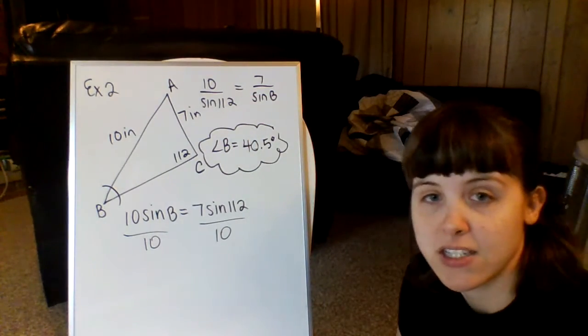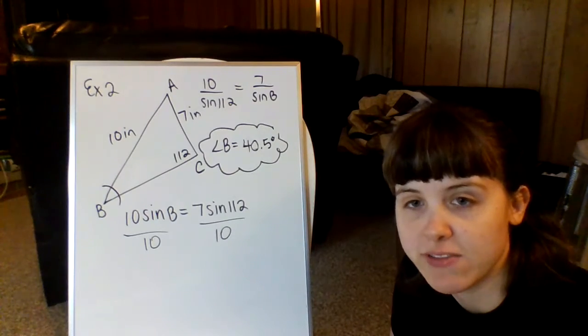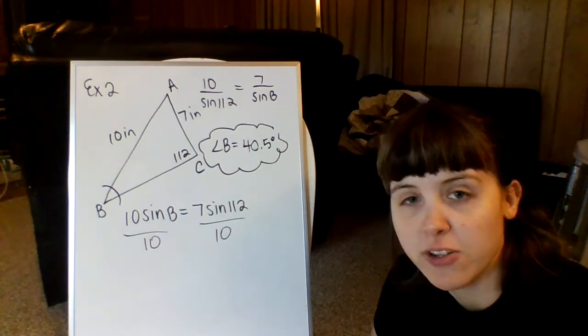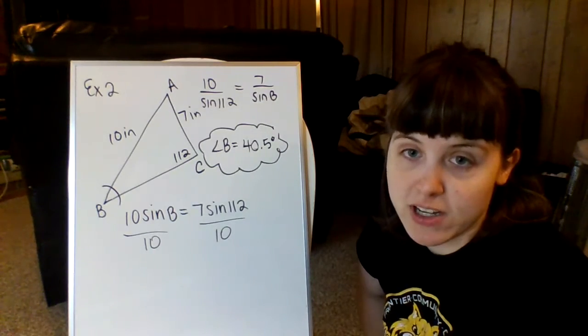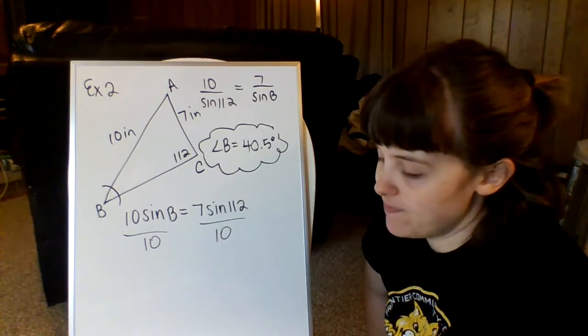Okay, so that is how you use law of sines to find missing angles of a triangle. So I hope that that helped, and if you need any more help, please let me know. I will be here to help you.